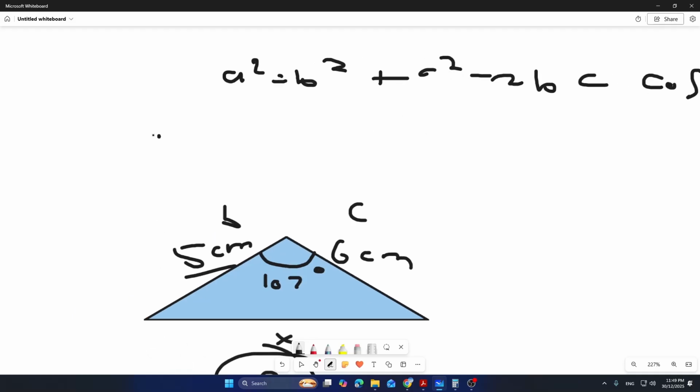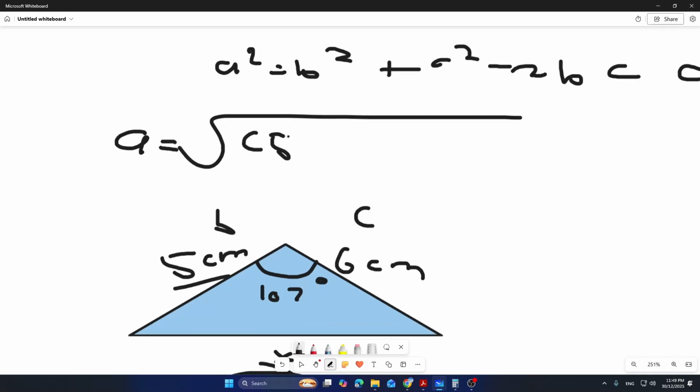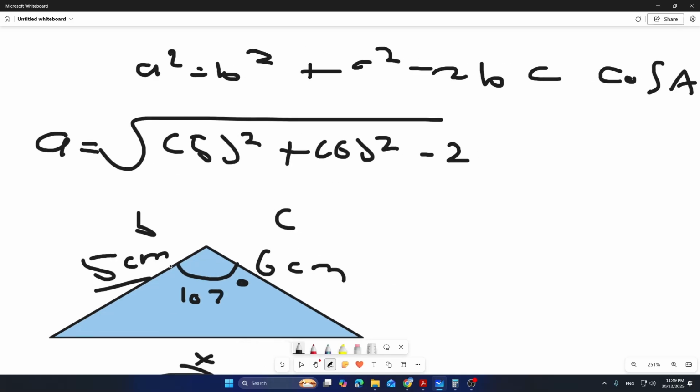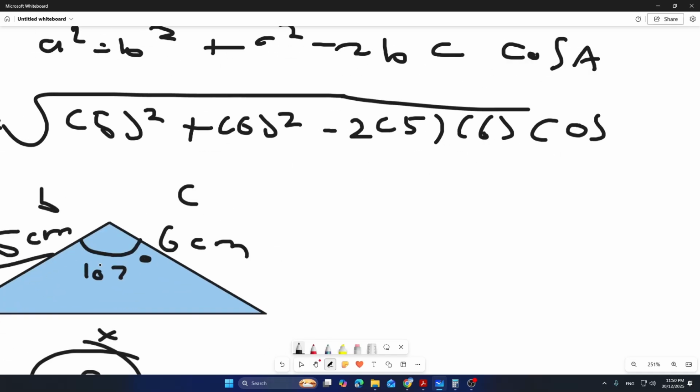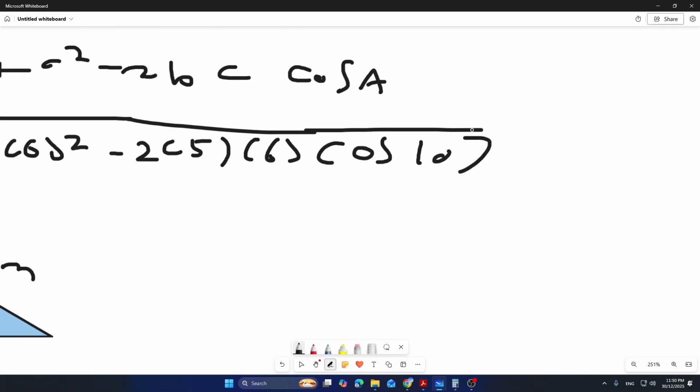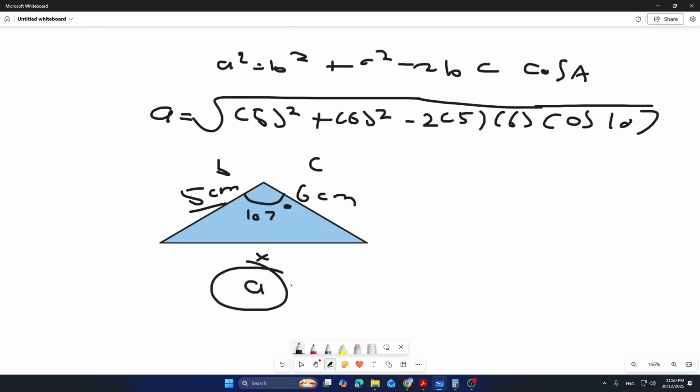That we will do equal, because squared, if I want to do opposite square, I'll do root. So 5 squared plus 6 squared minus 2bc cos A, where b is 5, c is 6, and cos is of the angle in between, so this one, just cos 107. You put this in the calculator, you get this angle.